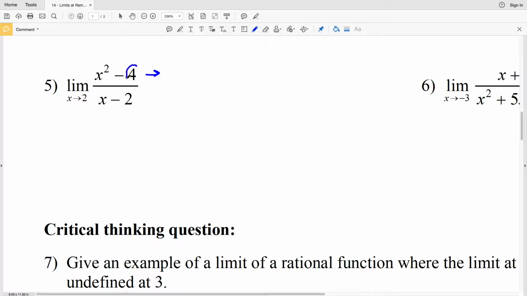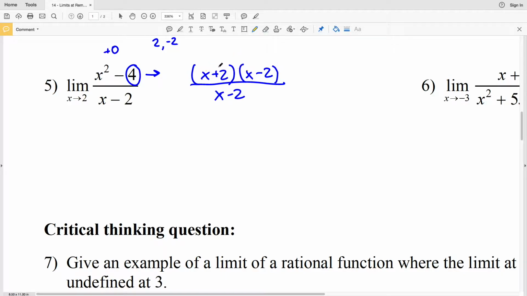So let's factor this top part. We need to see what two numbers multiply to give us 4, but add to give us 0, and that's going to be 2 and negative 2. So factoring the top, we'll have x plus 2 times x minus 2, and that's all over x minus 2. And if you want to double check your factored form, feel free to FOIL.